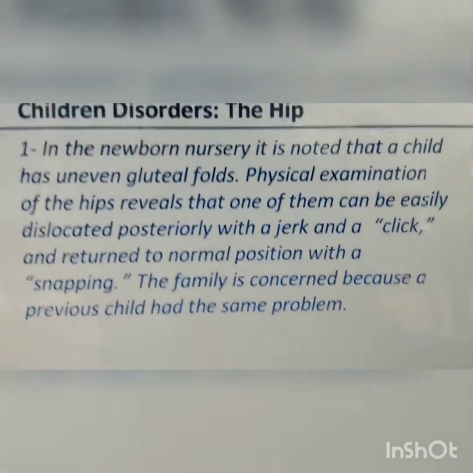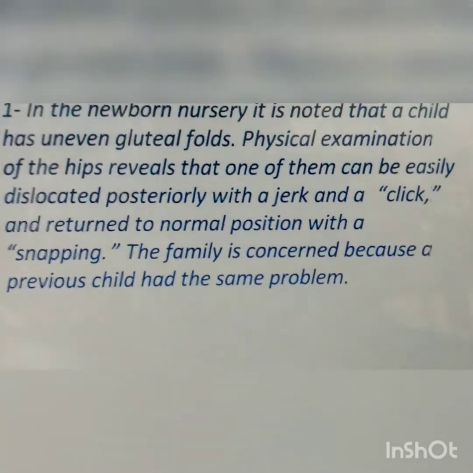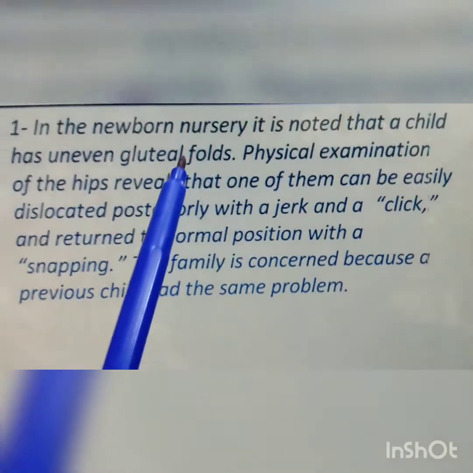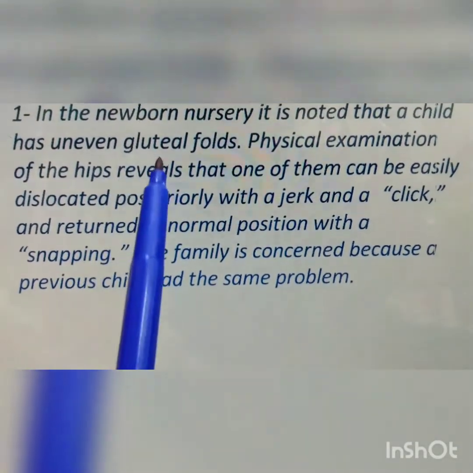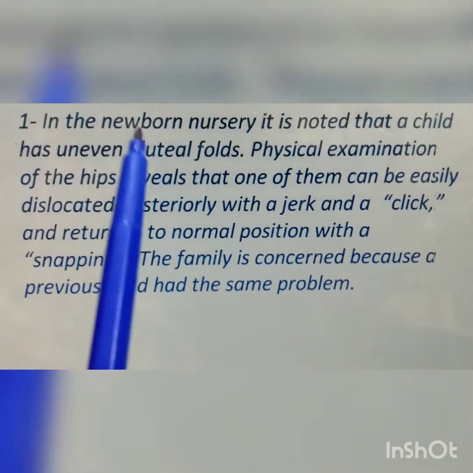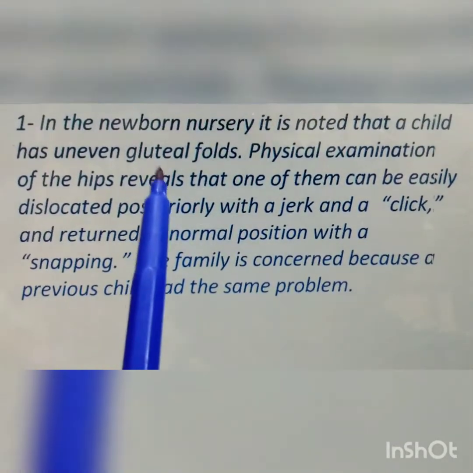Okay, so let's have a look at, oh, you just saw the name of the disease. Let's just have a look. So this is a newborn and the child has uneven gluteal folds. So the first important point is the age of the baby. It's a newborn baby and the finding is uneven gluteal folds.